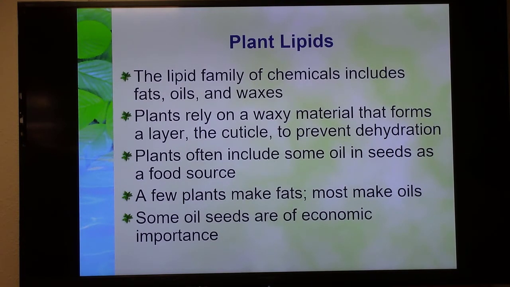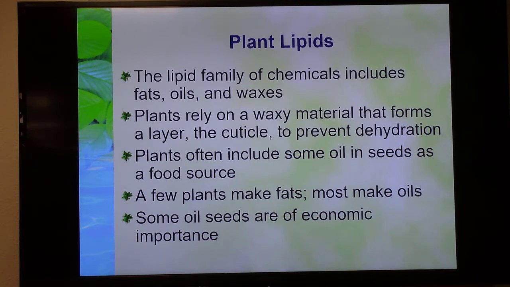Another very important family is the lipid family, and that's fats and oils and waxes. The lipid family of chemicals gives plants the ability, for one thing, to have an anti-dehydration chemical, and it's like a wax, and you find it on stems, and you find it usually on the top surface of leaves. It makes them shed water. You'd find a real good layer of it on a cactus. So that's a way that they use a wax material.